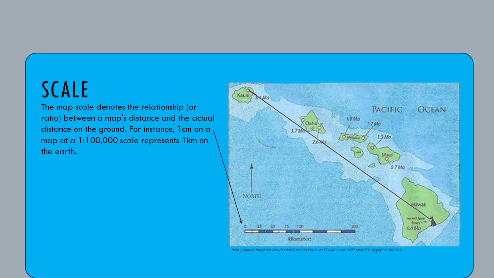And lastly, we have scales. The map scales denotes the relationship or ratio between a map's distance and the actual distance on the ground. For instance, 1 centimeter on a map at a ratio of 1:100,000 scales represents 1 kilometer on the earth. An example of scales is the picture given, which shows the Pacific Ocean, and the reference of the website where I got the picture from.